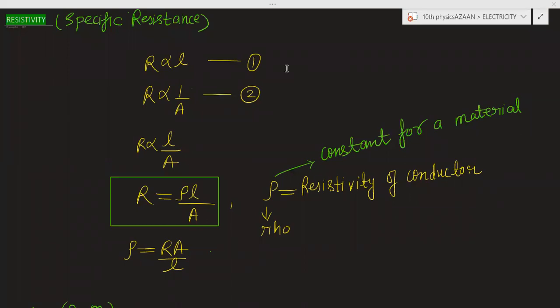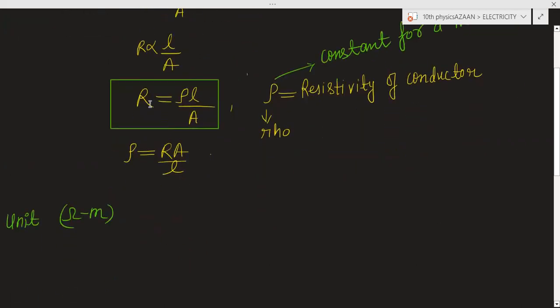So in the last class, we discussed resistivity. Resistivity is also known as the specific resistance, and there is a relation between the length of the conductor, the area of cross section of the conductor, the resistivity of the conductor, and the resistance of the conductor. R is equal to rho L divided by A. So you should learn this formula.